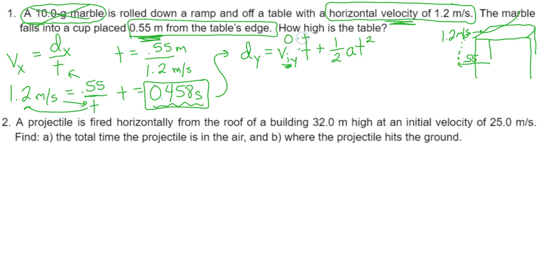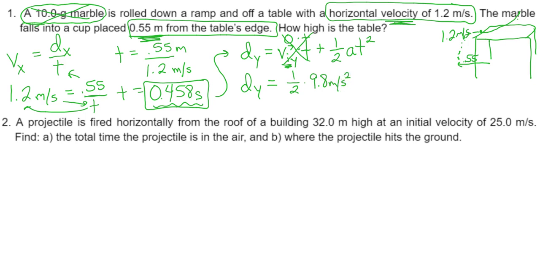So 0 times time, no matter what the time was, in this case it was 0.458 seconds, but it doesn't matter because our initial velocity was 0, so that means this term goes away. All we're left with is dy is equal to 1/2 AT squared. So I'm going to go ahead and plug in what I know. So 1/2 times A, well, our acceleration due to gravity is 9.8 meters per second squared.